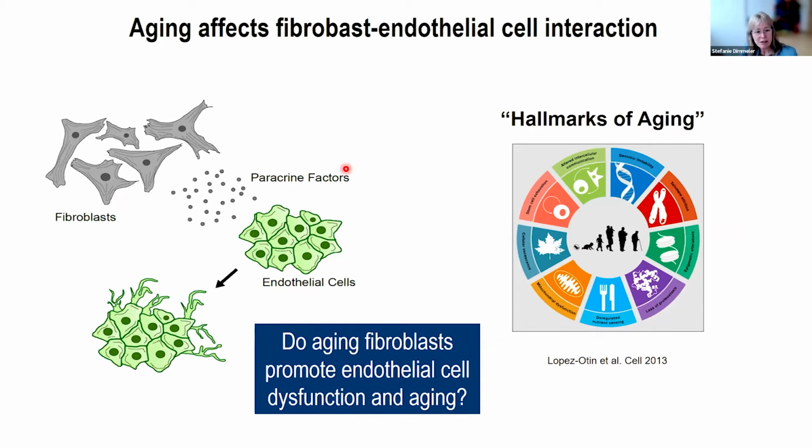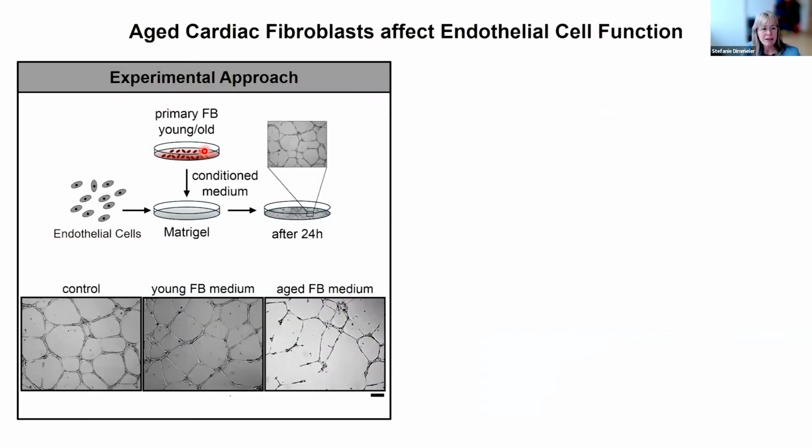To address whether this hypothesis could be true, we then used in vitro culture studies to address the hallmarks of aging and looked into the endothelial response to the fibroblasts of the old heart. So what we did was to culture endothelial cells and add conditioned medium, which we obtained from primary heart fibroblasts from young hearts or old hearts, and added this to matrigel dishes, where we can then assess endothelial cell growth.